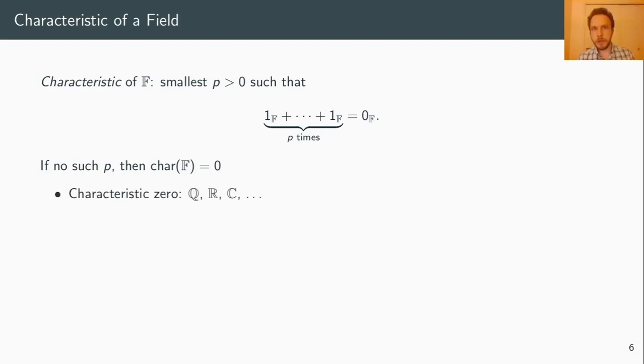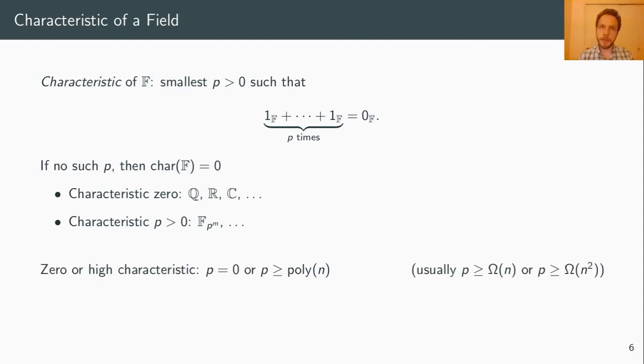So as an example, the rational numbers, the real numbers, and the complex numbers all have characteristic 0, whereas the finite fields all have positive characteristic. So somehow, these results are going to depend on the characteristic. Now in the previous slide, I alluded to the characteristic being large compared to the number of variables. What I mean by that is when we talk about the 0 or high characteristic regime, the characteristic is either 0 or it grows at least like some polynomial in n. And this exact rate of growth depends on what kind of theorem you're trying to prove, but usually it suffices to take the characteristic to be linear or quadratic in the number of variables.